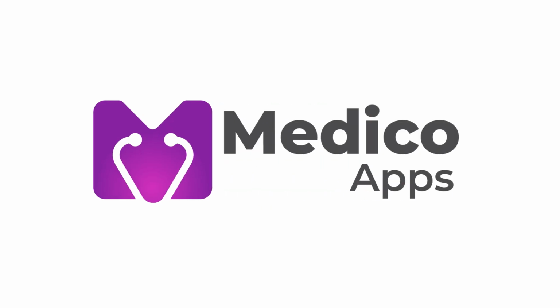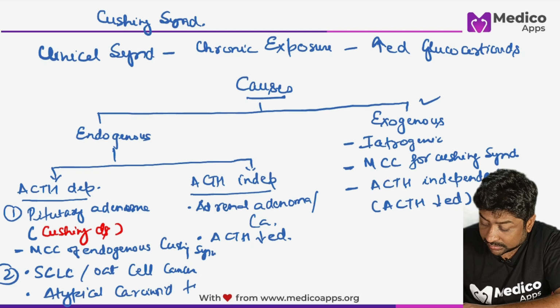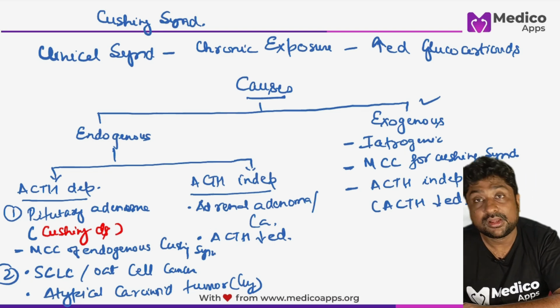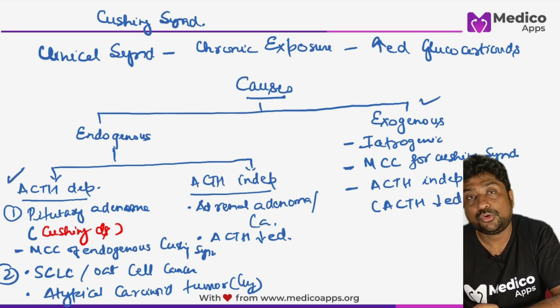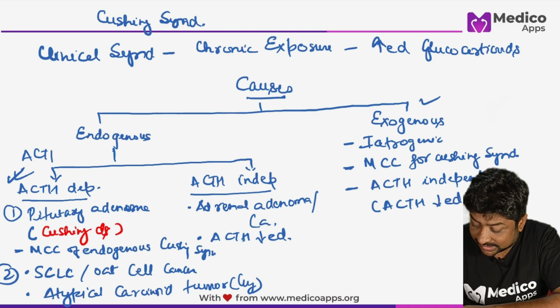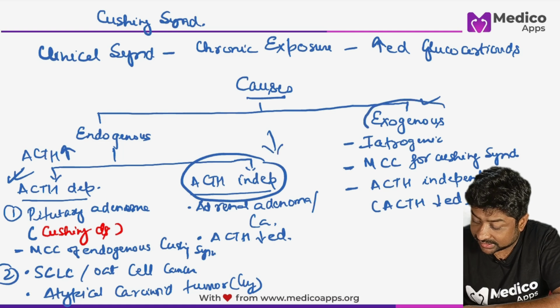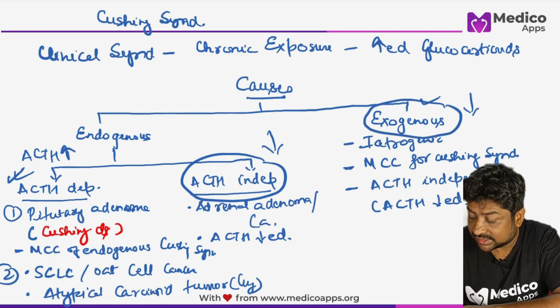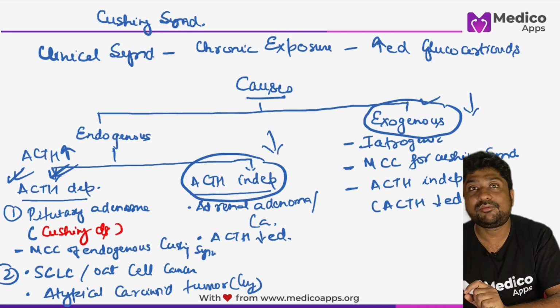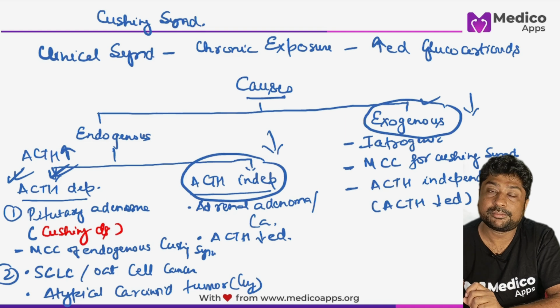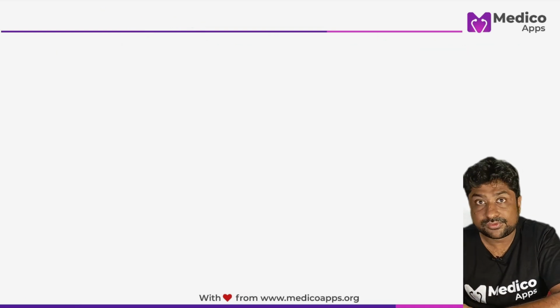Also some atypical carcinoid tumor, especially of lung, will produce adrenocorticotropic hormone, which will lead to increased stimulation of the adrenal gland, leading to more production of cortisol. So in all these cases, remember, ACTH level will be increased. Here in the ACTH independent causes, ACTH level will be decreased, but in the ACTH dependent cases, the ACTH level will be increased. So in all those cases cortisol level will be increased, but ACTH level will increase or decrease depending upon the cause. So we have looked at the causes.